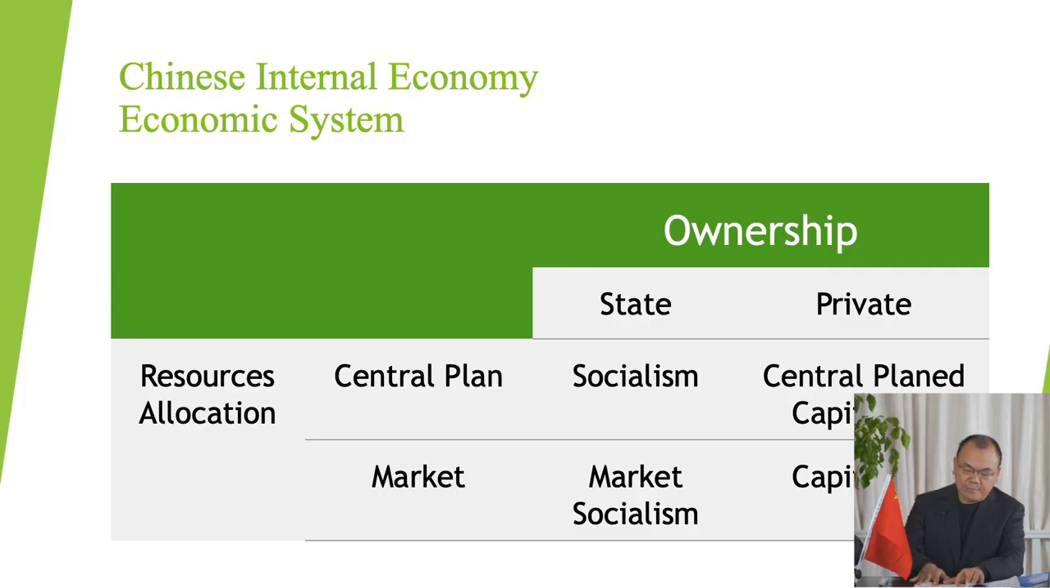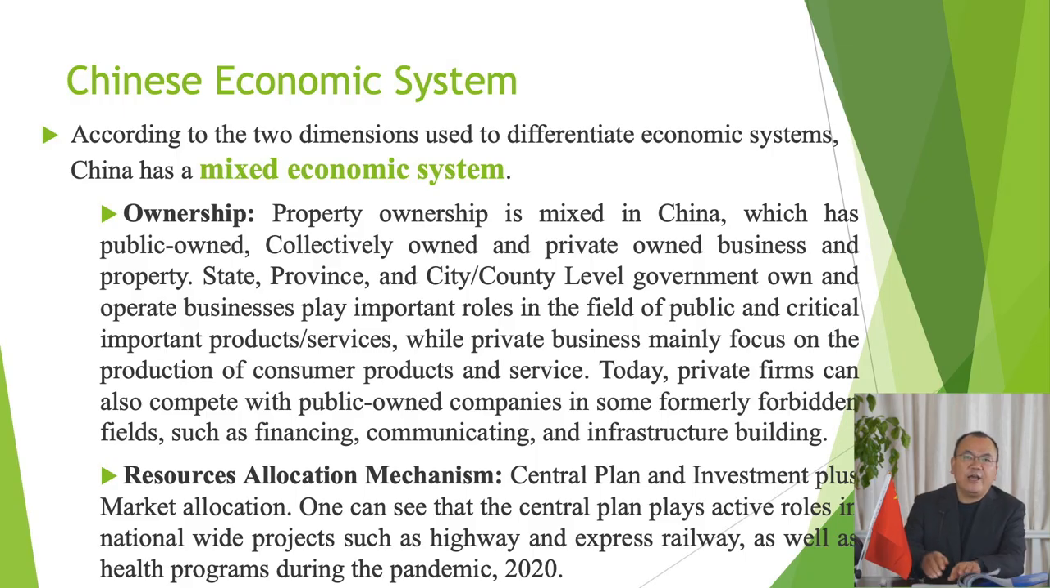As regards China, China's economic system has changed since 1978. Today, China has a mixed economic system. For ownership, the property ownership is mixed in China. We have public-owned, collectively owned, and private-owned business and property. At the state, province, and city and county levels, the governments own and operate businesses. These government-owned businesses play a very important role in the field of public and critically important products and services.